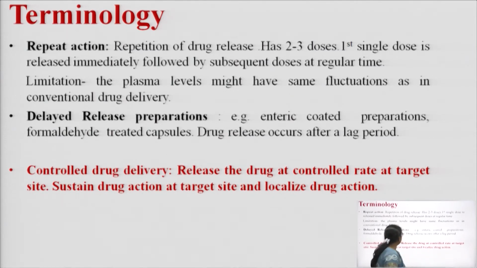But these type of systems, the repeat action systems, they suffer from the same drawback as seen with conventional drug delivery systems, that there are fluctuations in the plasma drug blood levels between maximas and minimas. Going on to the next term, that is the delayed release preparations. The delayed release preparations are those preparations where the drug release occurs after a lag period. These are exemplified by enteric coated tablets or formaldehyde treated capsules.